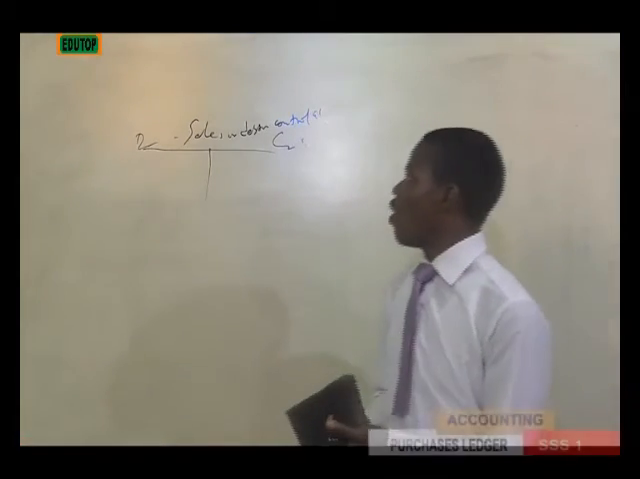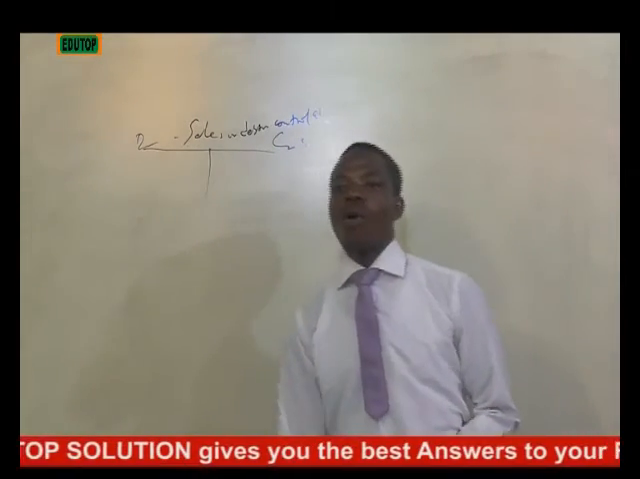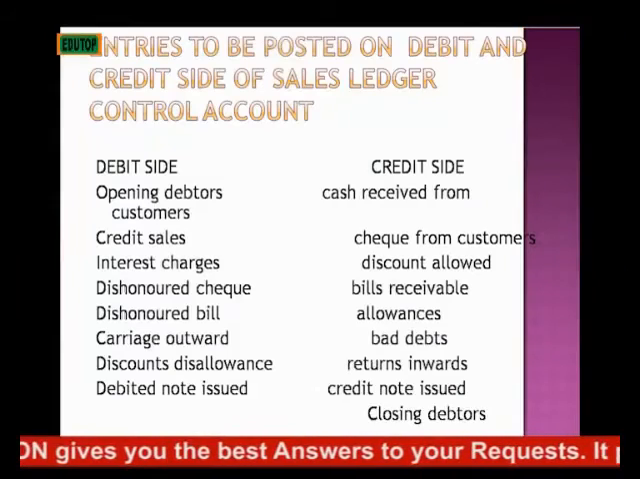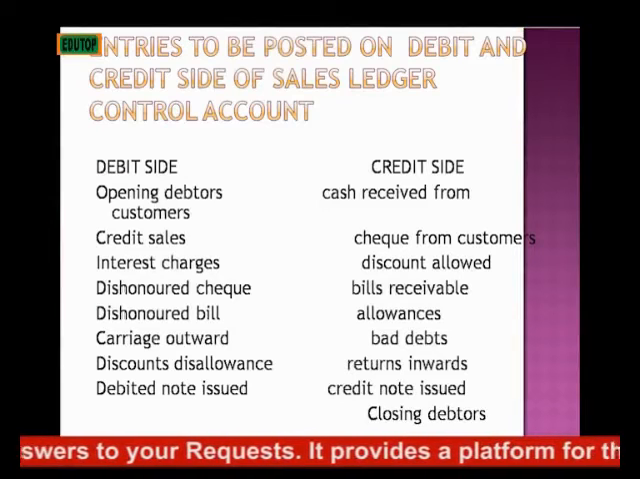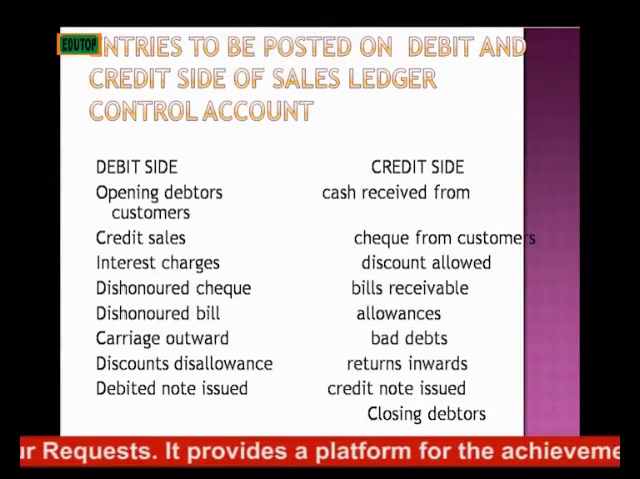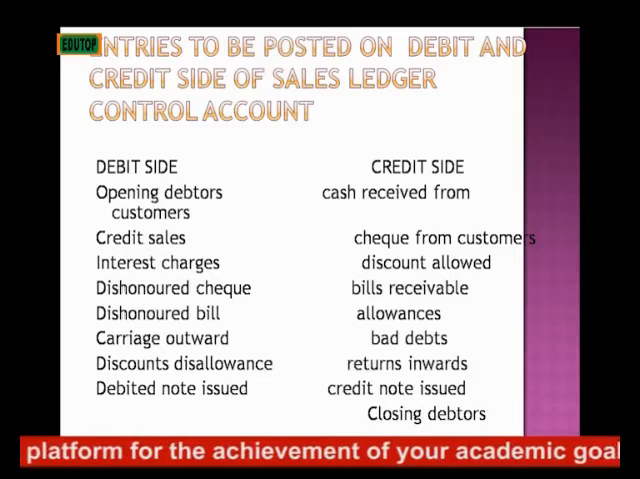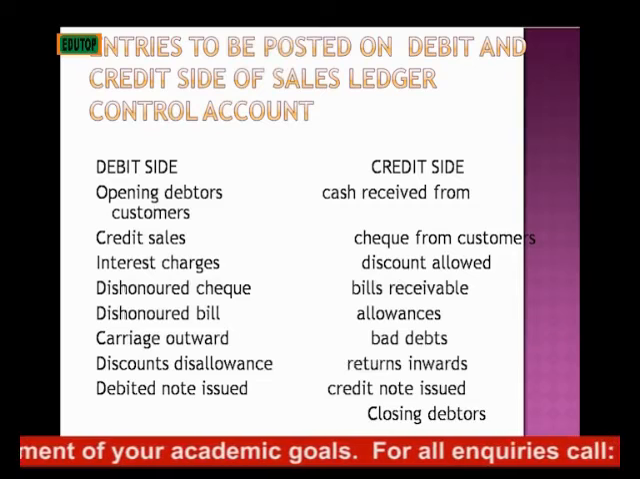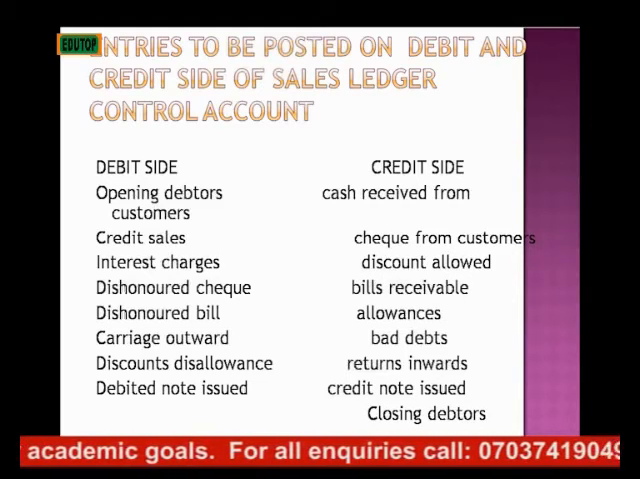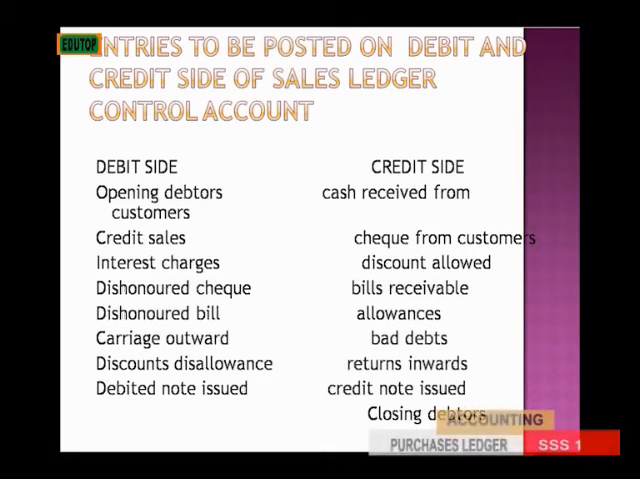Now, on the debit side, what are the items that are supposed to be posted? We have opening debtors, which is the debtors of the last month. We have opening debtors and closing debtors. The closing debtors of last year will form the opening debtors of the current year. That means to know the total of people that are owing you last year, after you must have prepared your account, you then transfer it as opening debtors in the following year.